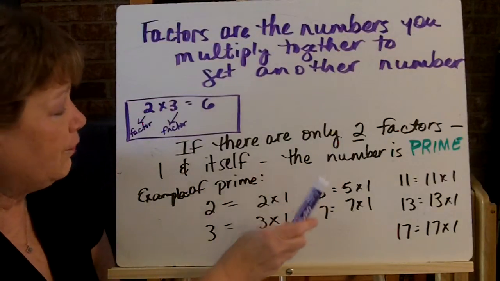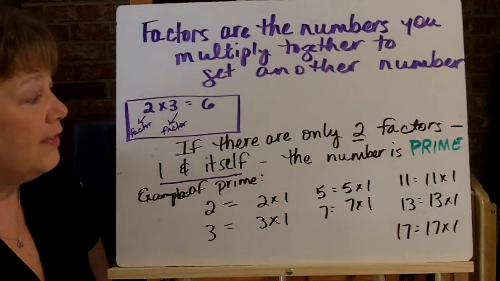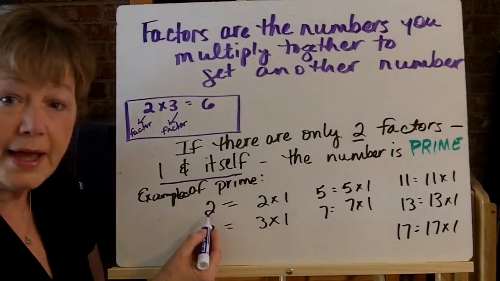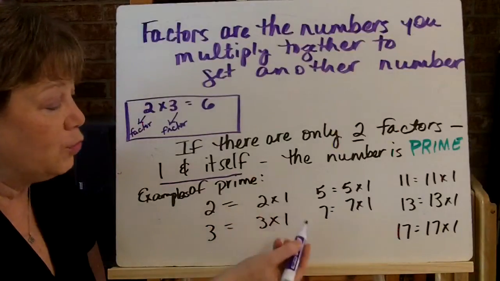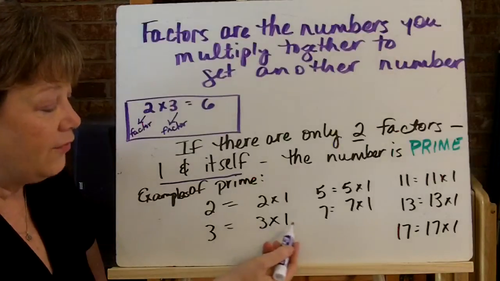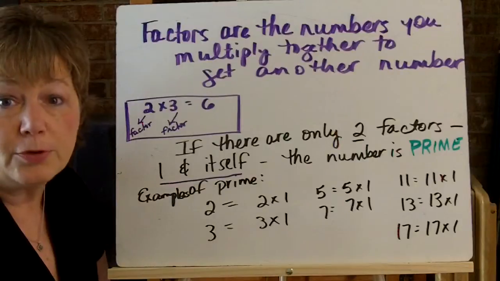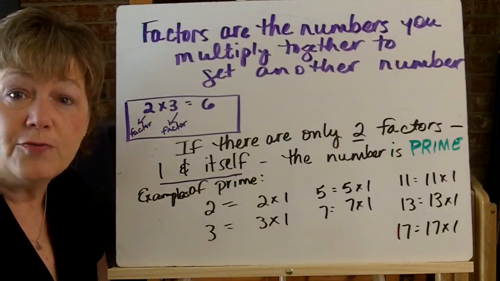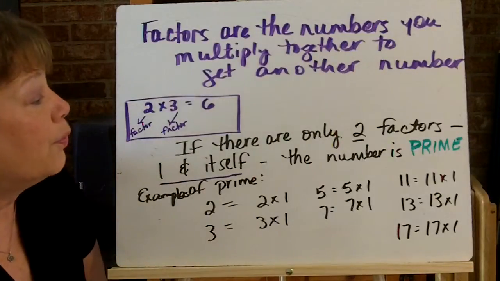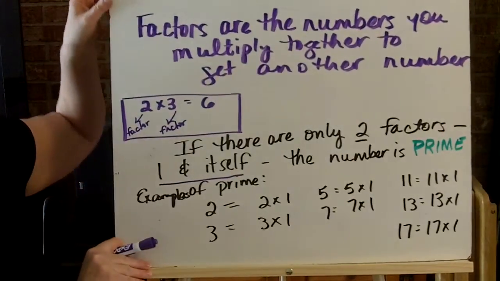If there are only 2 factors, the number 1 and the number itself, then the number is prime. For example, the only thing you can multiply together to get 2 is 2 times 1, itself and 1. 3, itself and 1. 5 times 1. 7 times 1. All those numbers are prime. If the only other factor is itself and 1, then the number is prime. So that's the first step of looking at the factors.